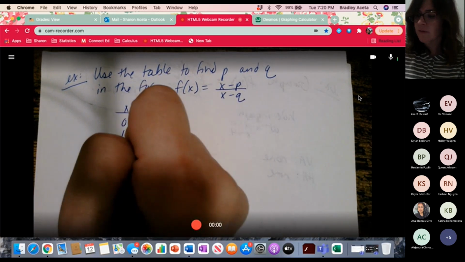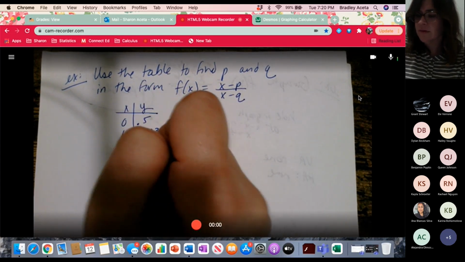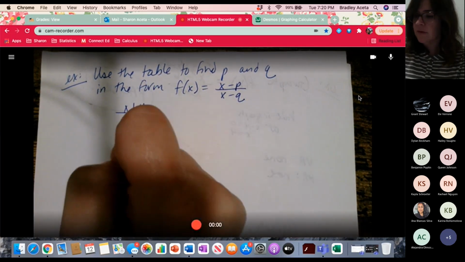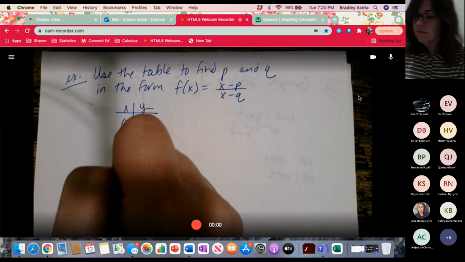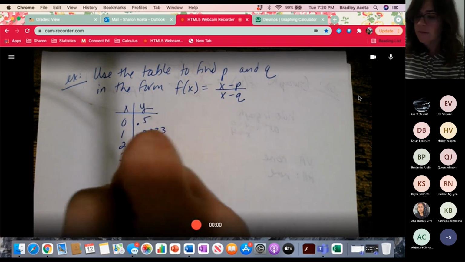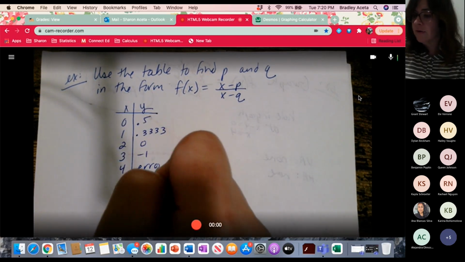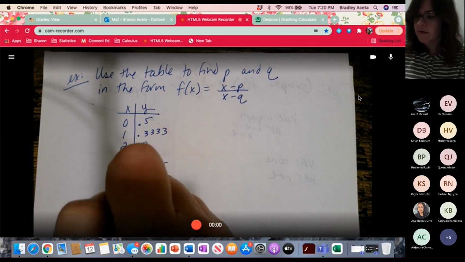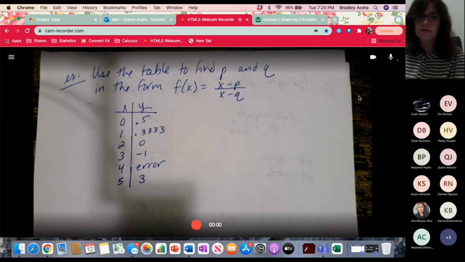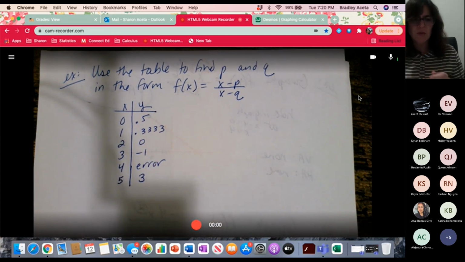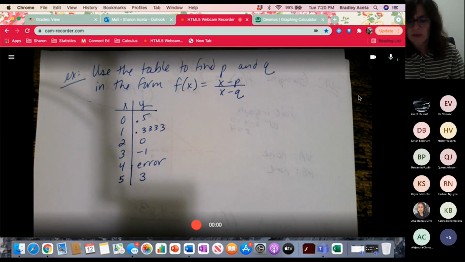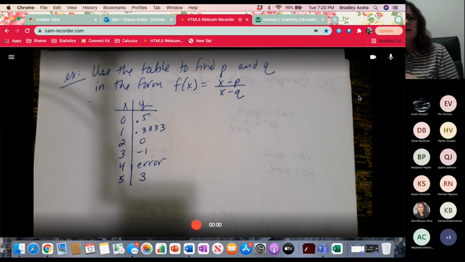0.5, 1.3333. This is the table they're giving you. 2, 0, 3, -1, 4, error, and 5, 3. So use the table to find P and Q in the form of f of x equals x minus P over x minus Q. You'll have a question just like this.